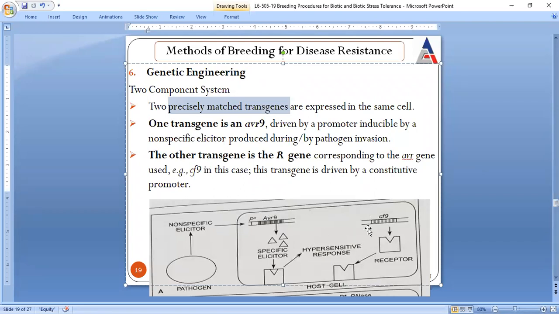The other transgene here, not mentioned, is the R gene, which in turn will be activated, and this R gene is produced in correspondence to this AVR gene. For example, in this case, this is CF9. This is the other transgene, right? And it will be driven by its promoter, which will be present somewhere here. Its activation will be the result of activation of its promoter. This is a two component system.